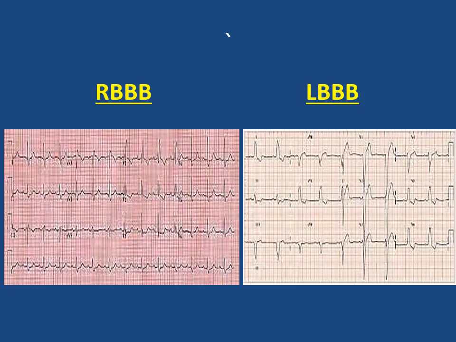The STEMI equivalents also include right bundle branch block or left bundle branch block. Presence of right bundle or left bundle in a patient with acute chest pain should be considered a STEMI equivalent and should be referred immediately for primary PCI, as this pattern can mask the ECG signs of ST elevation. The other option is to depend on the Sgarbossa criteria.